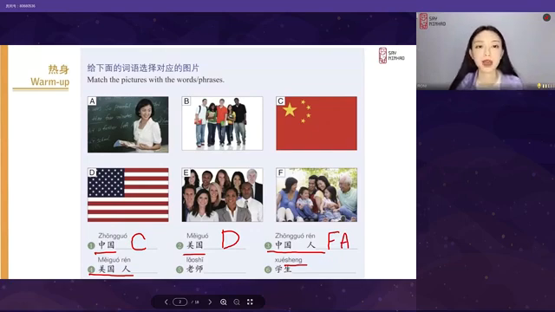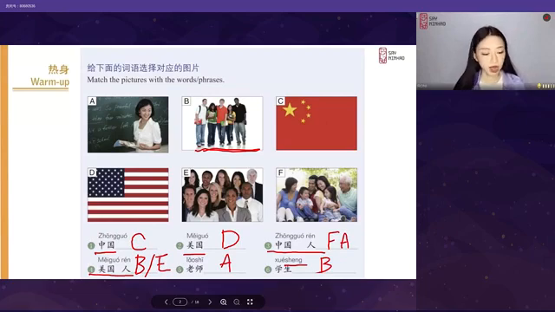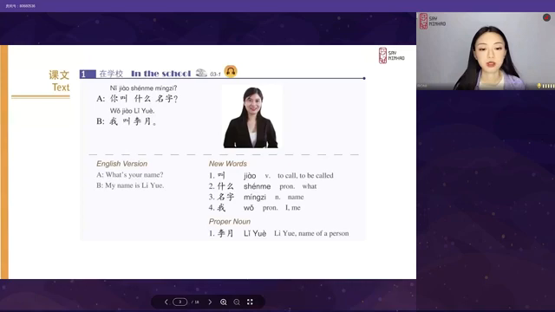Next one, 美国人, which means American. So which one is the true answer? It is B. We can see there are many people of different skin color. So B must be American. And there is another answer, which is E. These two are American. And next one, 老师, teacher, which is A, obviously. And 学生 is B, because they're holding books and they're wearing backpacks. Okay, this is for today's warm up. Now let's move on to our next part.